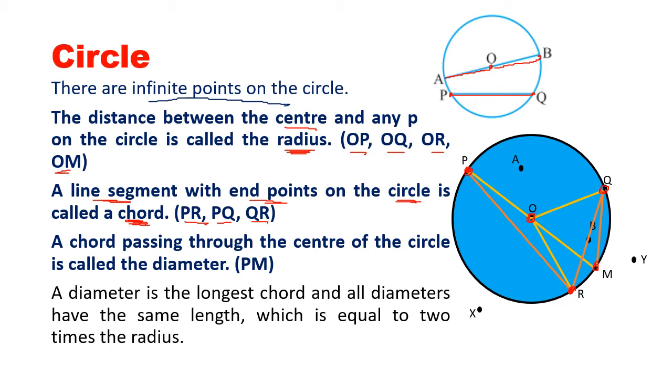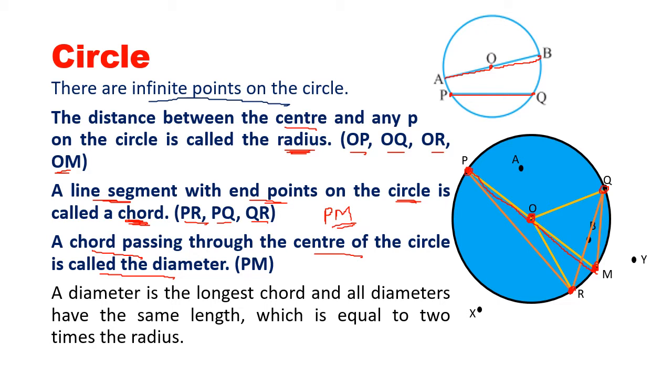Now there is a special chord if you can see here. Look at PM. PM is also a chord. Can you notice that? Why is it a chord? Because the endpoints lie on the circle. So PM is a chord. But this is a special chord. Why is this a special chord? Because this chord passes through the center. So a chord passing through the center of the circle is called the diameter of the circle. So remember, the diameter is also a chord, but the diameter passes through the center of the circle.